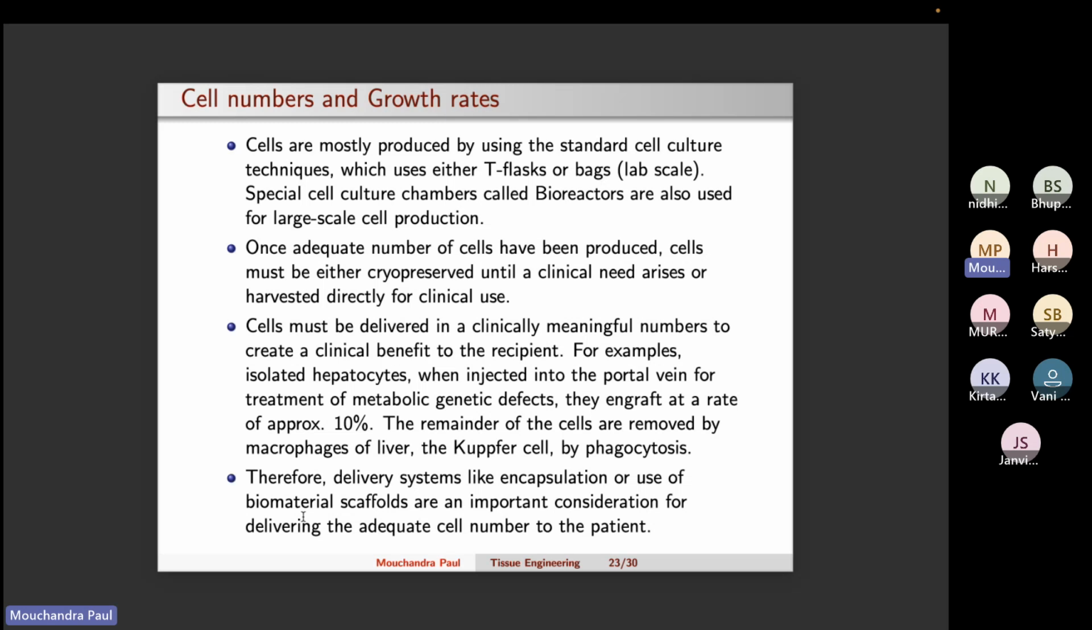For now, just understand that scaffolds are artificial support on which, or within which, you are growing the cells. So you are protecting the cells from immediate contact with the blood cells or the blood, and it can reduce your chances of immune rejection. These kinds of strategies have been used in order to deliver an adequate number of cells.